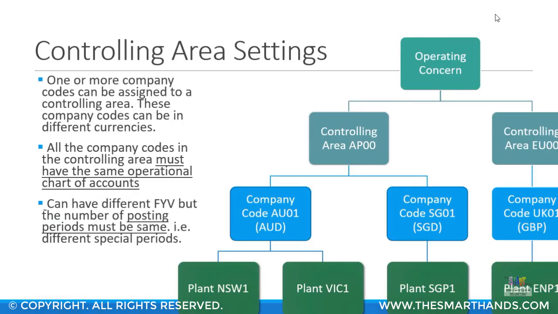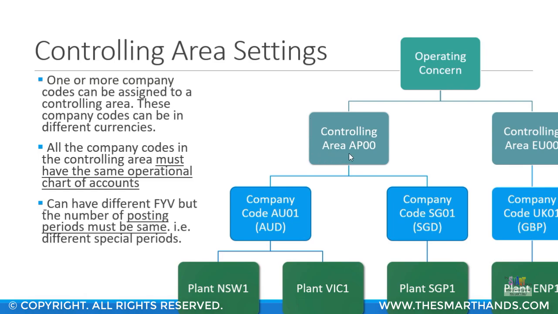Let's look at the controlling area settings. Under one operating concern, you can have many different controlling areas. And under one controlling area, you can have many different company codes. Under the company codes, you can assign your plants to the relevant company codes. Also, your cost centers and profit centers will be linked to your company codes. Now, let's start at the controlling area.